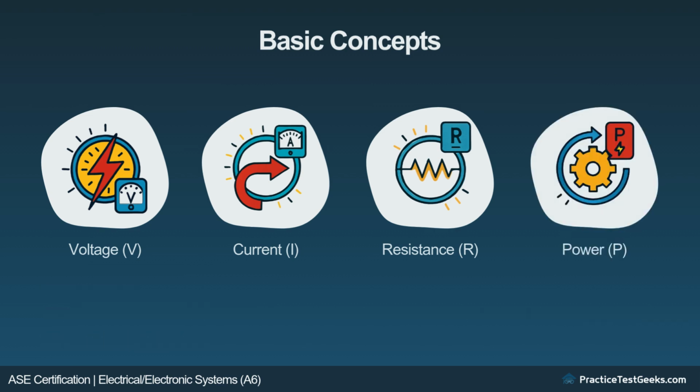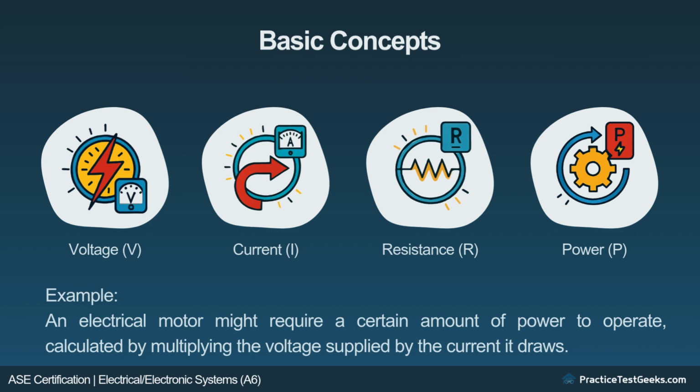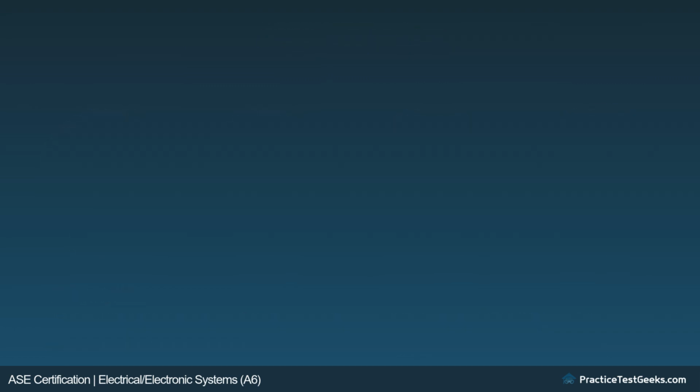Power. Power is the rate at which electrical energy is used or produced, measured in watts. The formula for electrical power is P equals V times I. Example: an electrical motor might require a certain amount of power to operate, calculated by multiplying the voltage supplied by the current it draws.